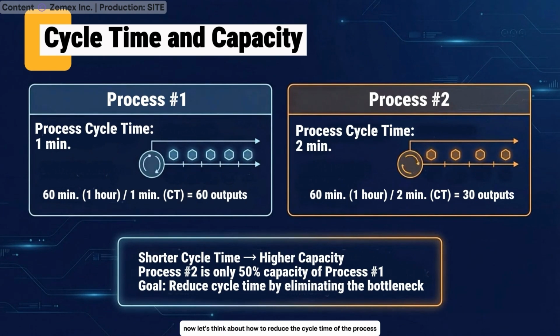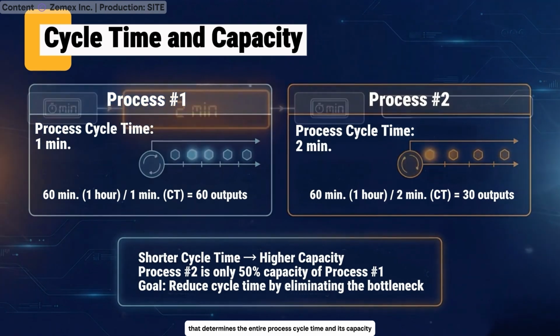Now let's think about how to reduce the cycle time of the process so that you can produce the same amount of output as the first process does. The capacity is only 50% compared to the first simulation with the perfectly balanced line. This is because of the bottleneck workstation. Therefore, the bottleneck workstation has the lowest capacity due to the longest cycle time. That determines the entire process cycle time and its capacity.